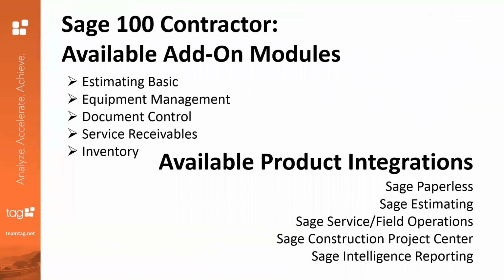So if you're evaluating Sage 100 Contractor as an option for your software upgrade, we'll be breaking this discussion up into two parts. The first is all of the available add-on modules outside of your standard core modules that you get with a license. So anything outside of your main accounting, payroll, project management, and your scheduling. And then the second half of today's discussion, we'll talk about those separate Sage solutions for other areas of the company that speak directly back to that accounting system.